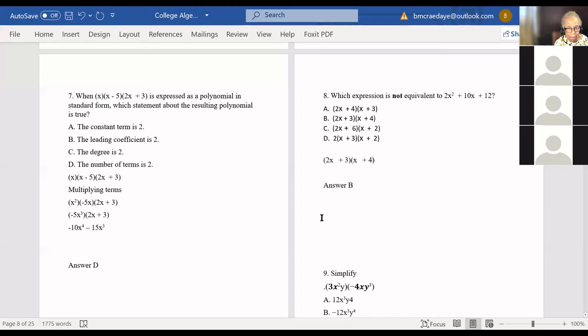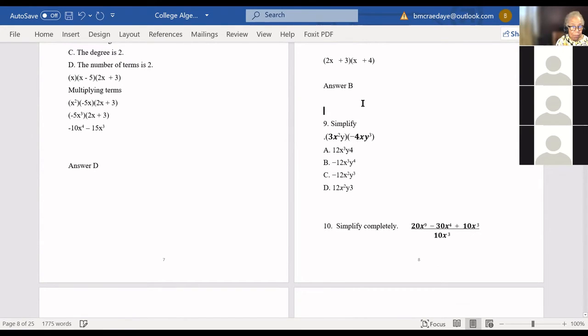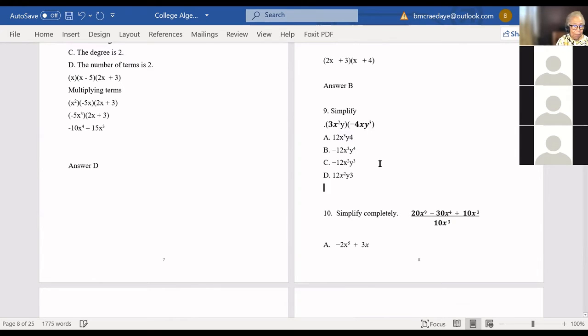All right. Let's look at number 9. This one, I think we can just probably do right here. We want to simplify. So you multiply the coefficients. So a 3 times a minus 4 is a minus 12. You can eliminate A and you can eliminate D because 3 times minus 4 is minus 12. Just put that here.